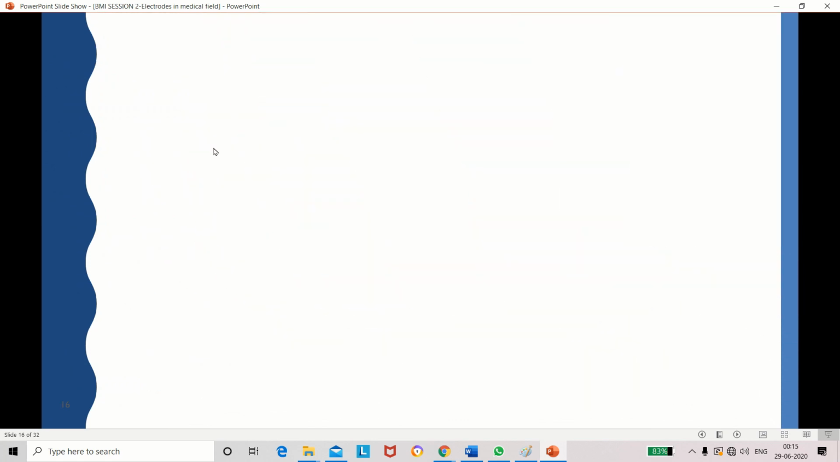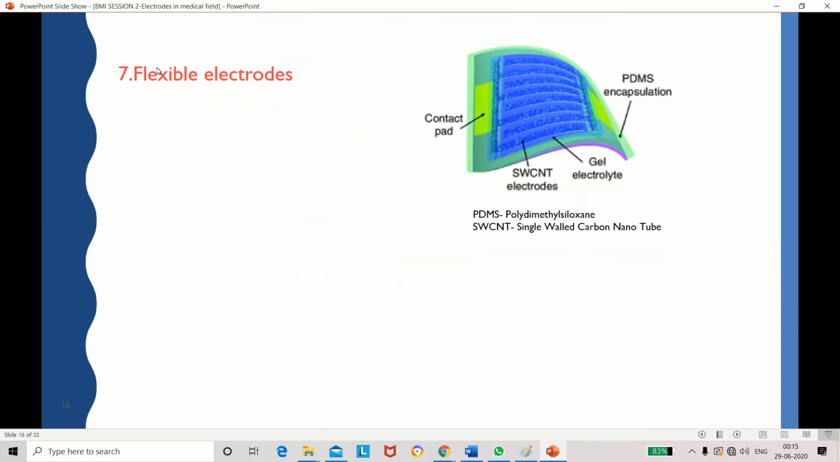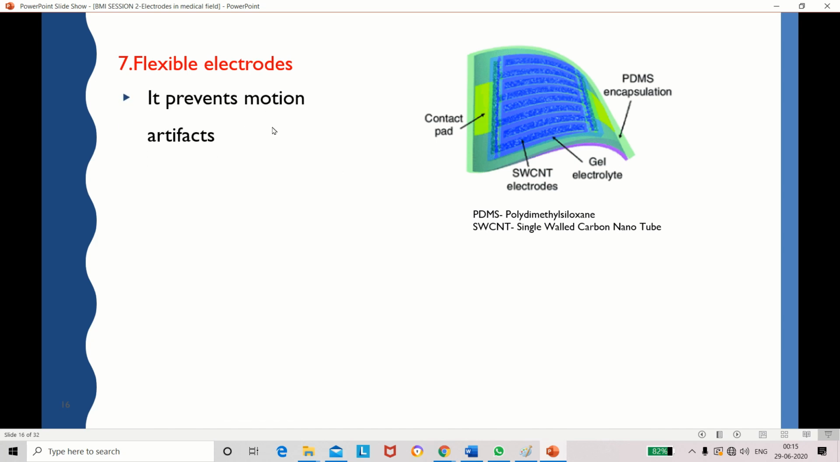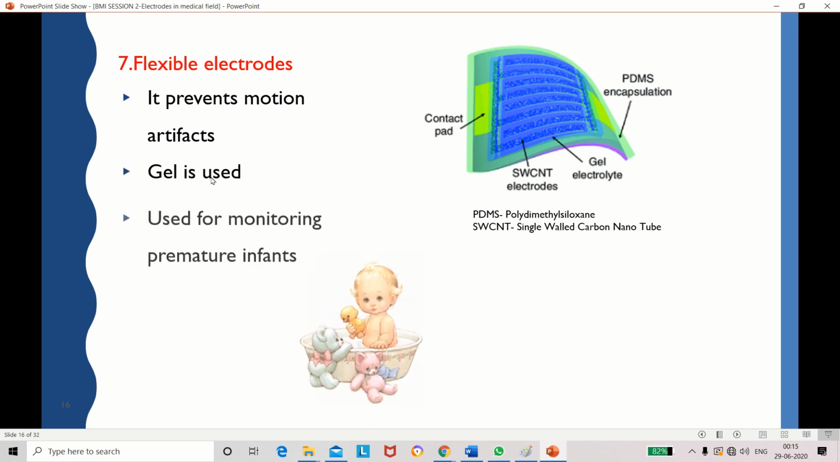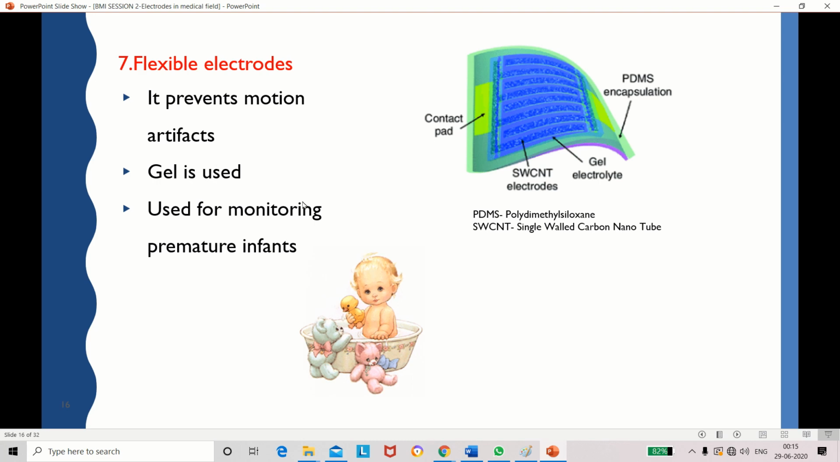Now we are moving to the next type, that is the flexible electrode. So this electrode is the more flexible type. See this? This is a flexible type electrode. If you use this electrode, it will avoid most artifacts. It will avoid errors and it is mostly suitable for babies. And here also we are using some gel. So for monitoring premature infants, we can use this flexible electrode.